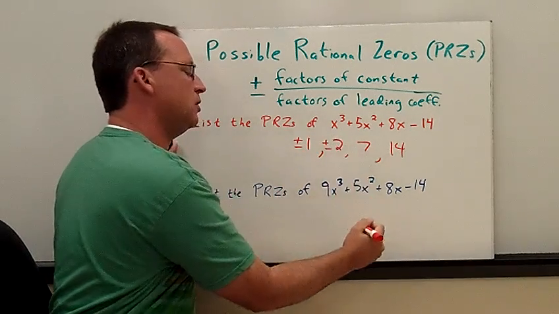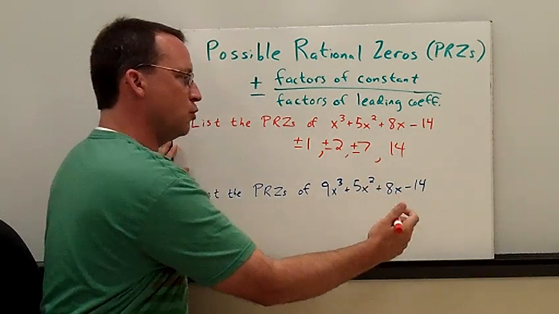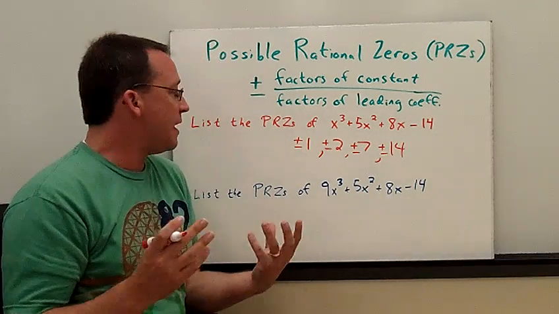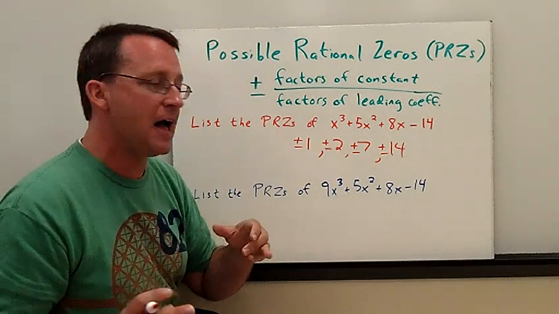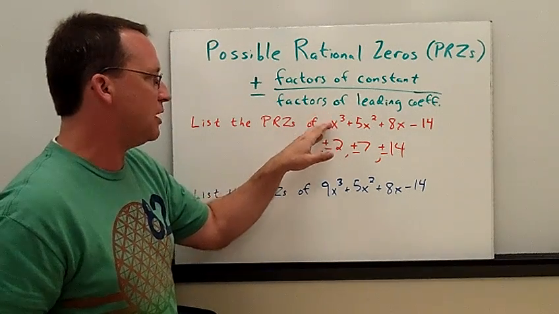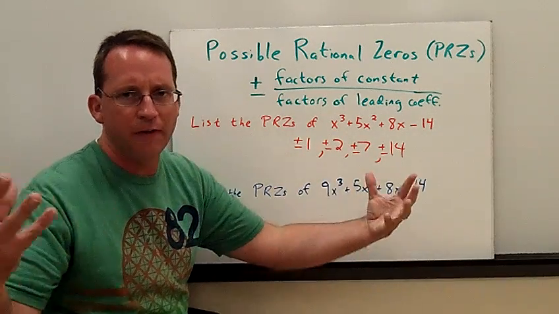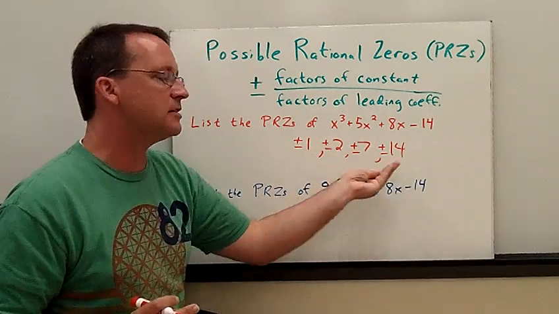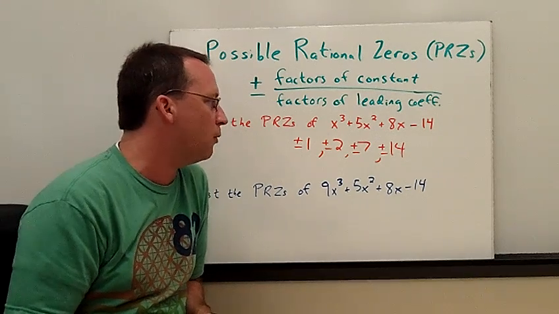Positive or negative 2 could each be a 0. Positive or negative 7 could each be a root. Positive or negative 14 could each be an x-intercept. And then if I had any factors of a leading coefficient, I'd divide by them. Now my leading coefficient here is 1 for 1x cubed. So if I divide those by 1, the numbers are going to stay the same, obviously. And so this is my entire list of possible rational zeros, of all the possibilities that might work.